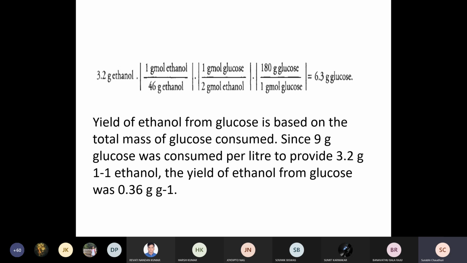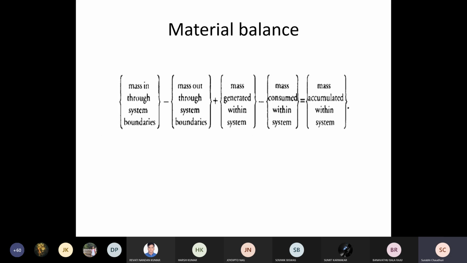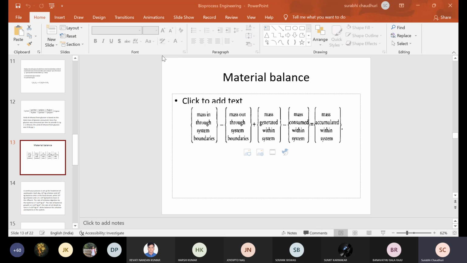For the first one, we multiply 3.2 ethanol by 180 gram of glucose divided by 46 into 2 to produce 3.2 gram of ethanol. Stoichiometrically, we need 6.3 gram of glucose. Okay, so this is our first problem. And the second problem is 3.2 by 9, that is 0.36. Okay. So this is our third problem on stoichiometry. Is this okay?